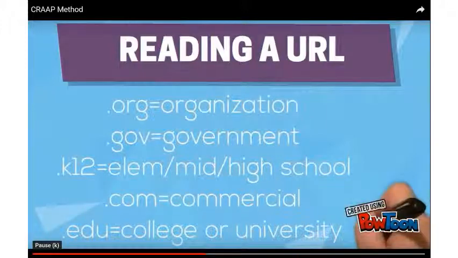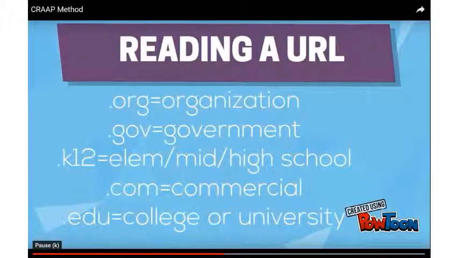For instance, a .org is an organization or a group. A lot of kids think they can trust those, but not necessarily. Some terrorist groups are .orgs, so you gotta look closer. .gov means they come from the United States government, and usually you can trust those. .K12 means it's from an elementary, middle, or high school, and usually you want to move on from those. They probably don't have anything to do with what you're doing.